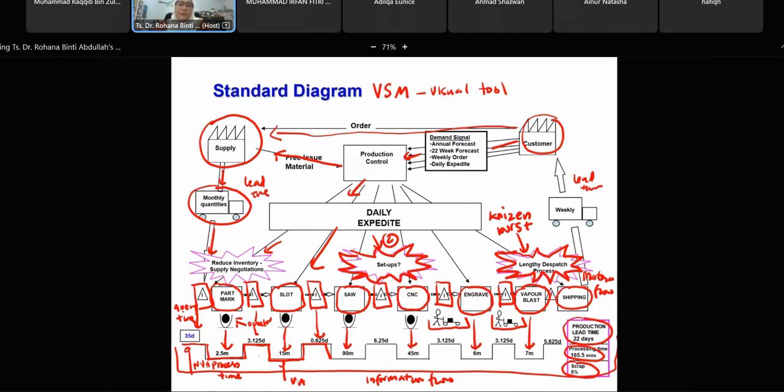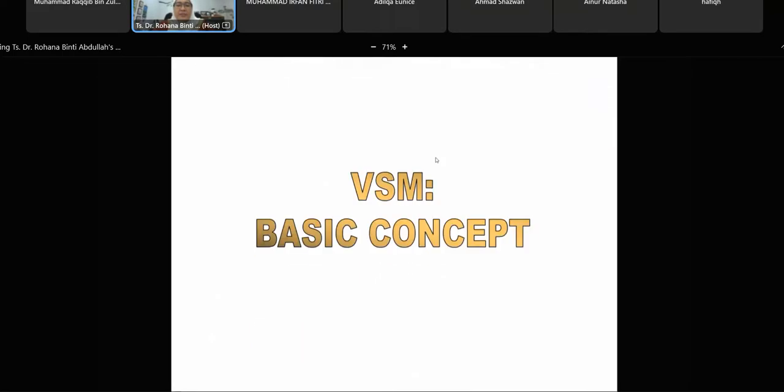So this is the power of value stream tool whereby you can be able to identify improvements through this visual tool, right? And this is called current state value stream mapping. This is current, kita belum buat improvement lagi, right?